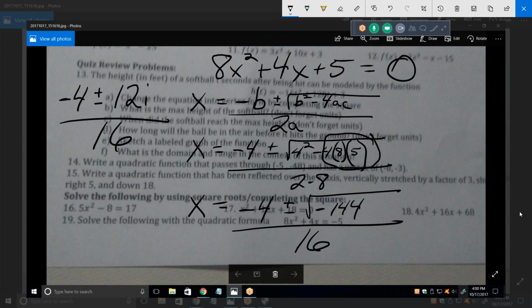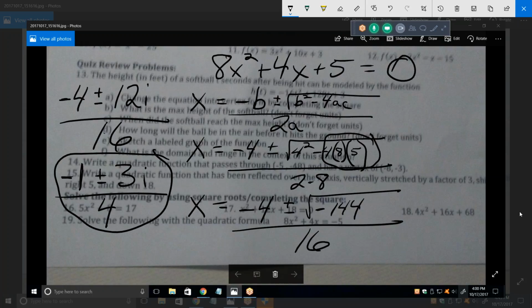Now, I can simplify that. What can I do? You can divide top and bottom by what's the maximum number I can divide the top and the bottom by? 4. Okay, that gives me minus 1 plus or minus 3i all over 4, and there's my answer. Completely simplified.